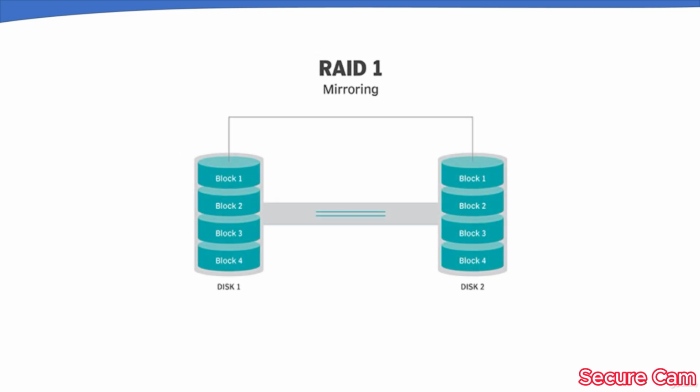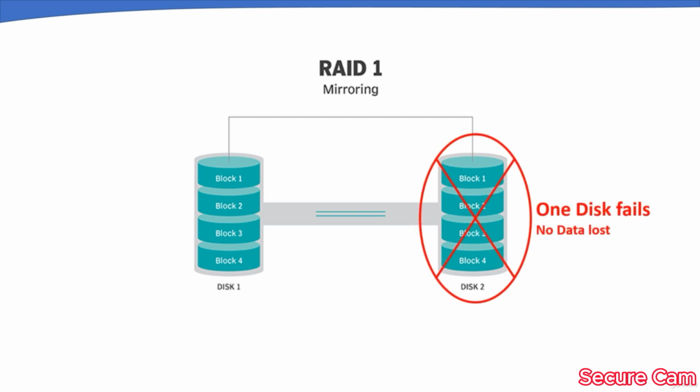RAID 1, or mirroring method. Data is stored twice by writing it to both the data drive or set of drives and a mirror drive or set of drives. If a drive fails, the controller uses either the data drive or the mirror drive for data recovery and continuous operation. You need at least 2 drives for a RAID 1 array.